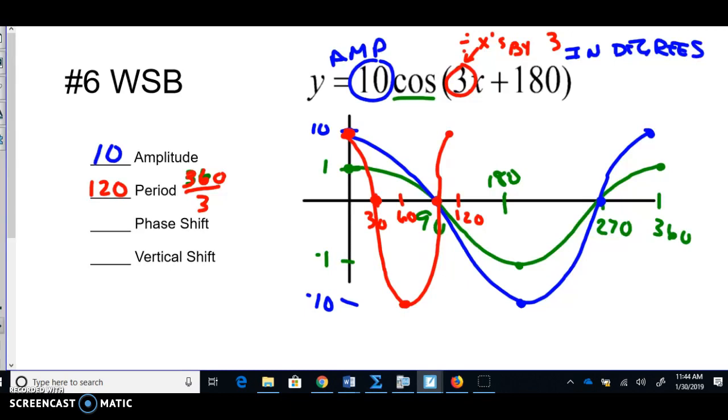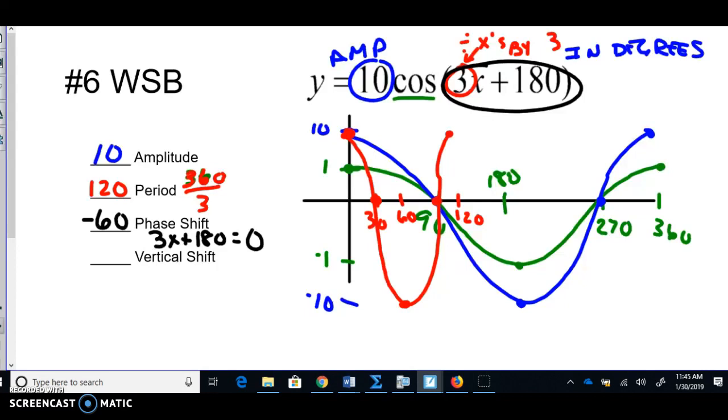The phase shift: take what's inside, 3x plus 180, set it equal to 0, and solve for x, and that gives us negative 60. Move 180 to the other side, divide by 3. This means move everything to the left 60 degrees.